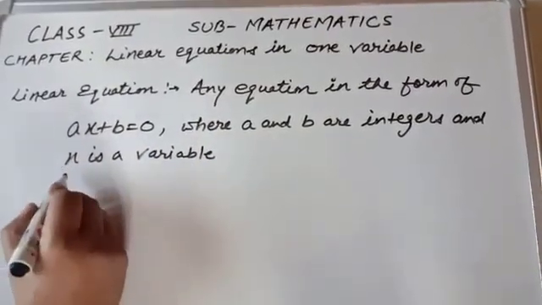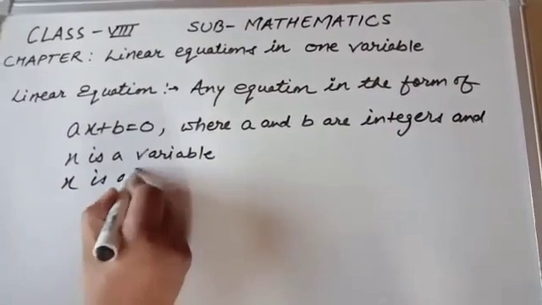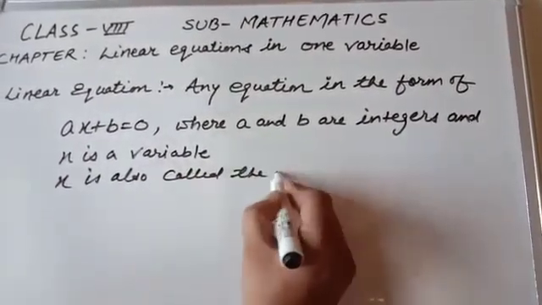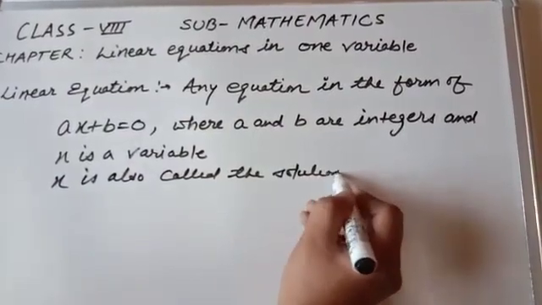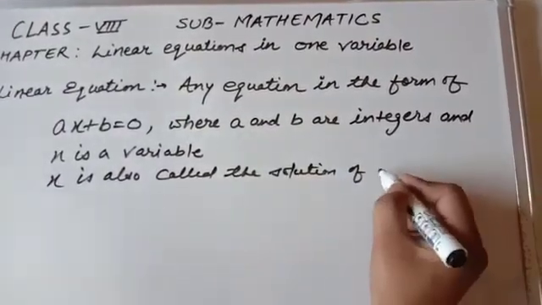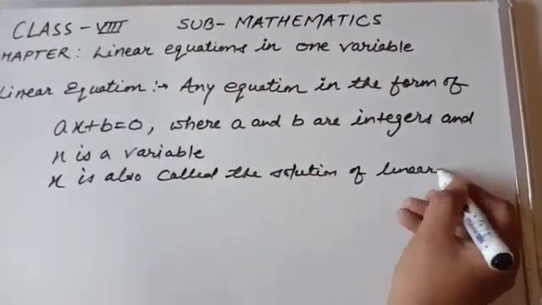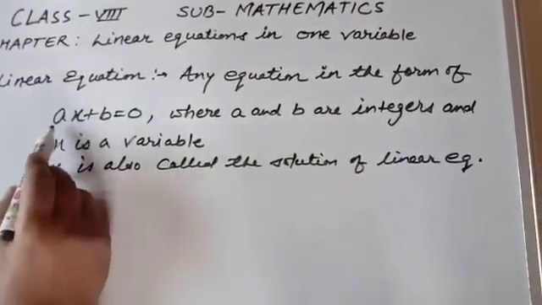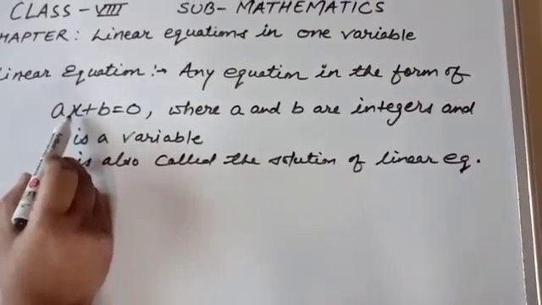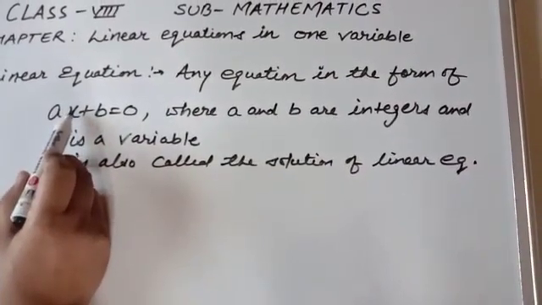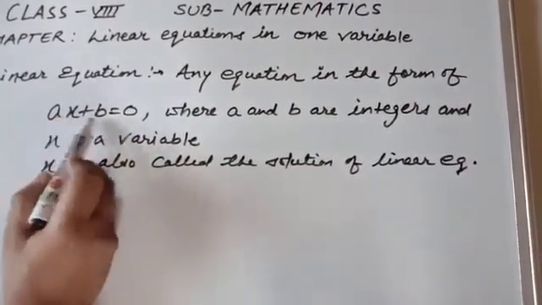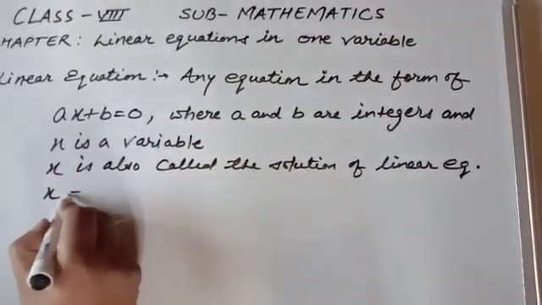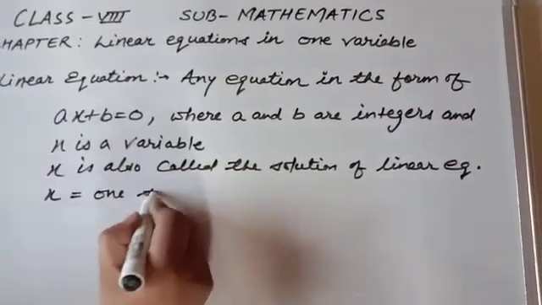x is also called the solution of the linear equation. And here in this equation, the degree of x is 1. Therefore, the linear equation in one variable also has one solution.